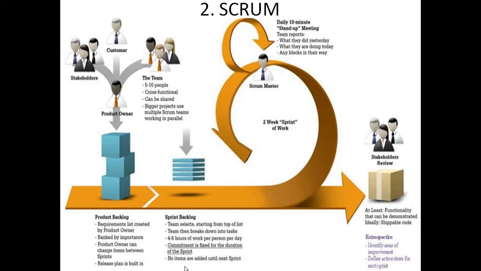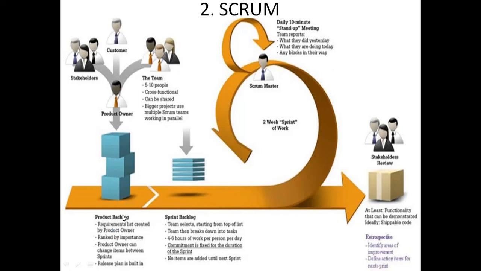Okay, then after doing this, if there are some changes, then the product backlog items are sent to the sprint backlog, that is, the team selects starting from the top of the list. The team then breaks down into tasks, 4 to 6 hours of work per person per day. Commitment is fixed for this decision. No items are added until the next sprint.